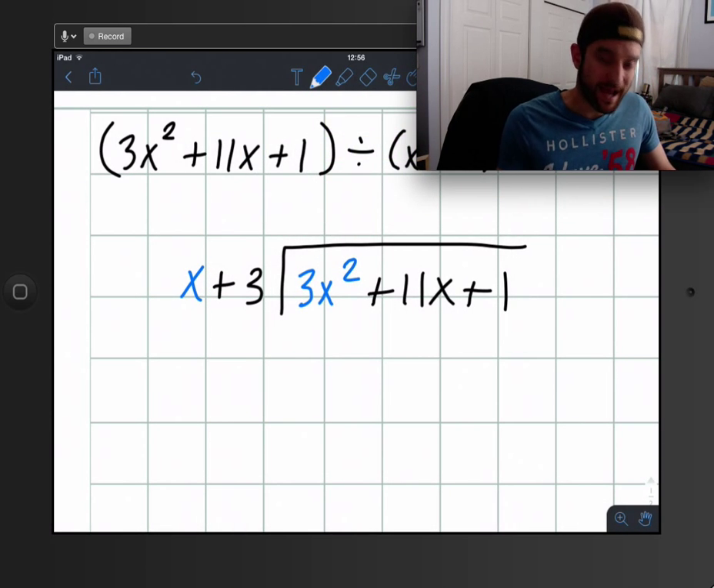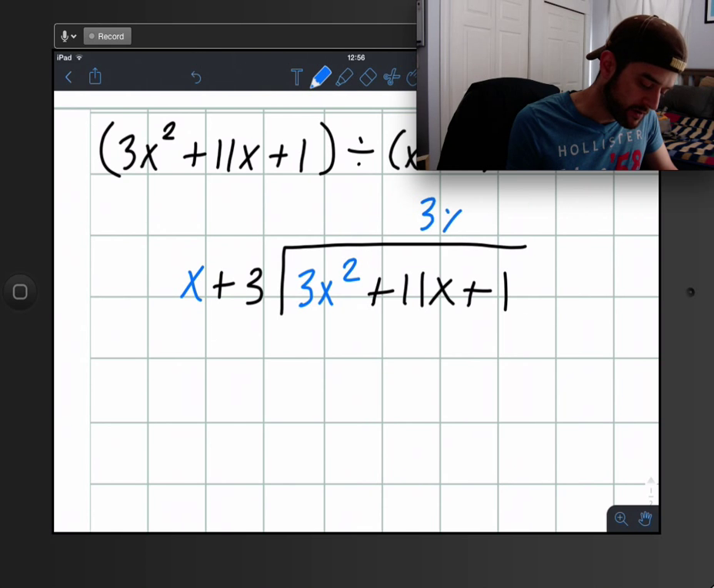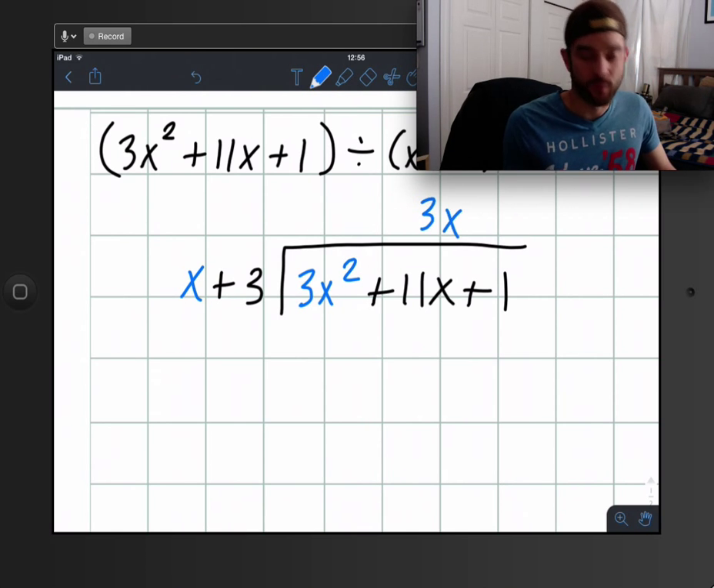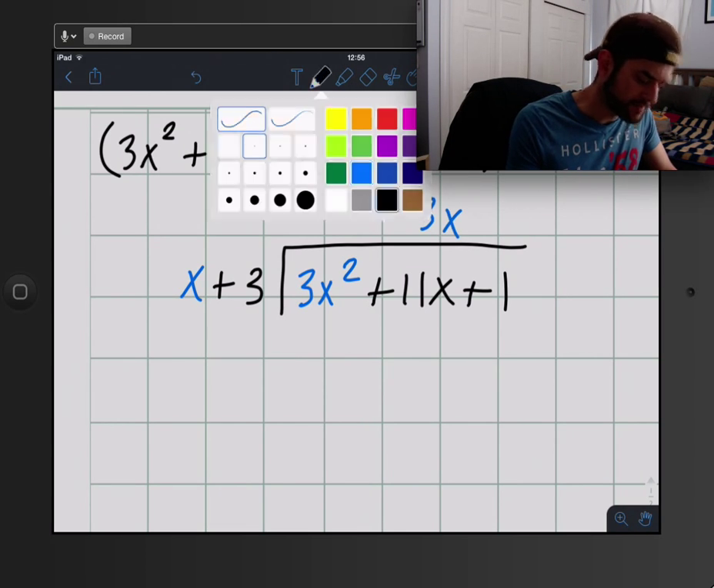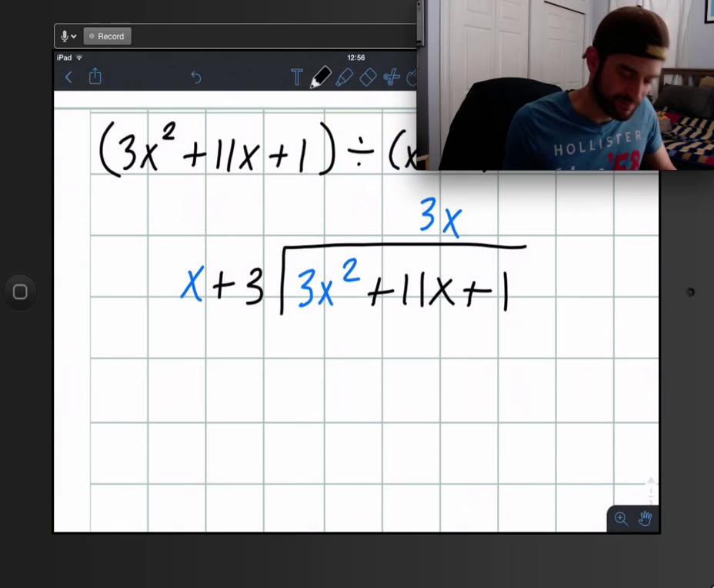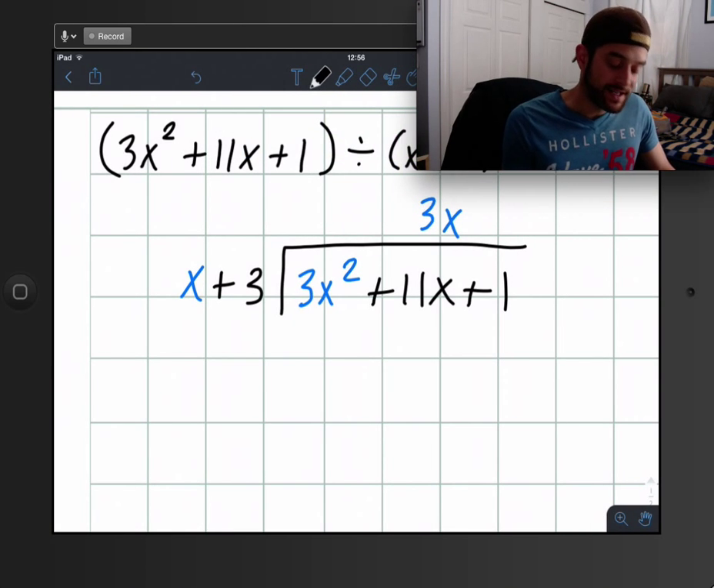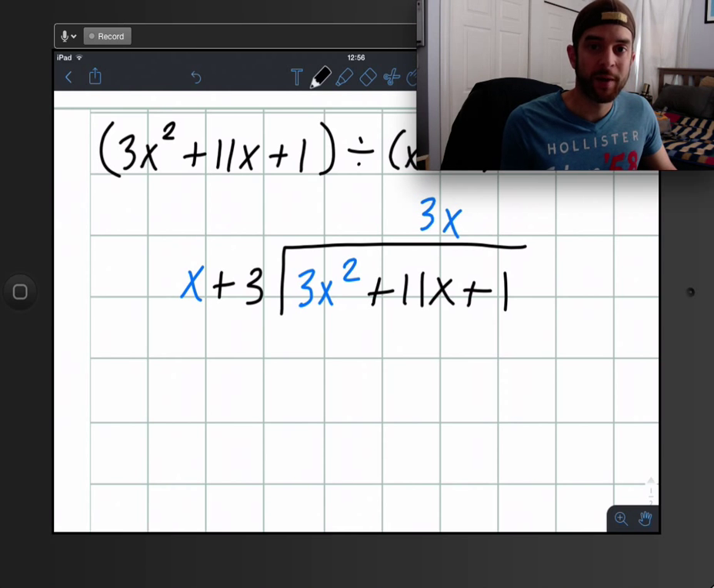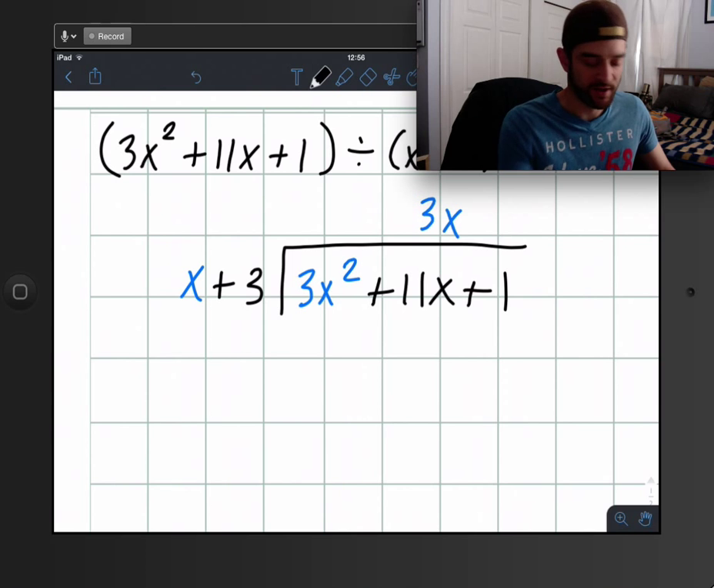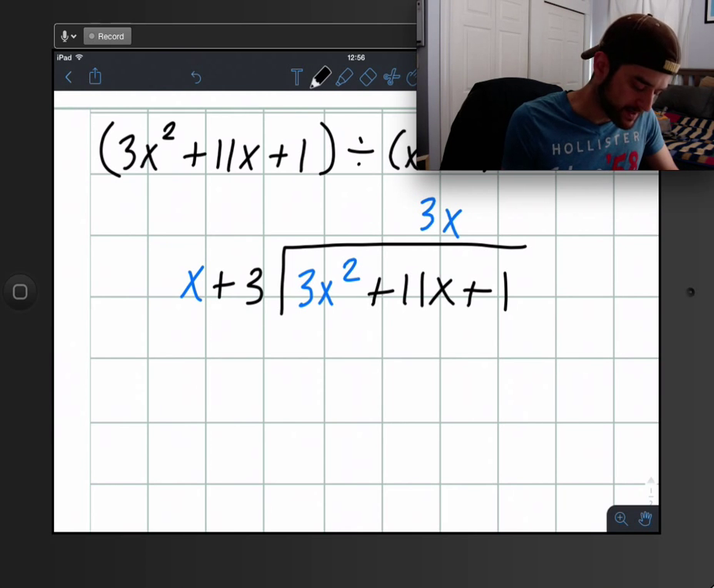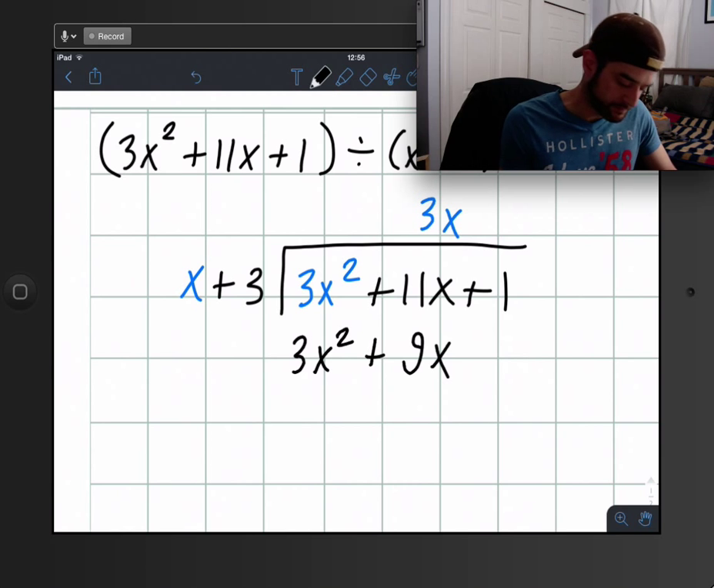Because it's 3x, I'm going to write that above the term that has the same degree, and that's mostly just for organization's sake. So I take 3x and I'm going to multiply by x plus 3. And we're going to be distributing over x plus 3. It's not generally set up the way we normally would do it, but 3x times x would be 3x squared. 3x times 3 is 9x.